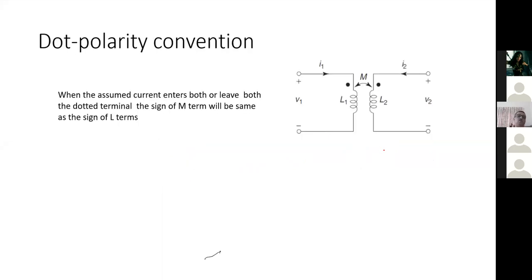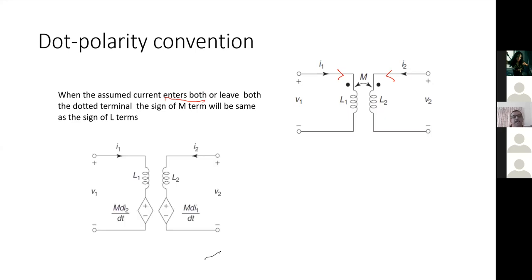So the dot polarity convention is when they assume current enters both. Here, if you look here, the current is entering the dotted terminal. When the current enters both or leaves both the dotted terminal, the sign of the M term will be the same as the sign of the L term. So in this case, current is entering the dotted terminal. Because of that, we have the same sign for L and M.